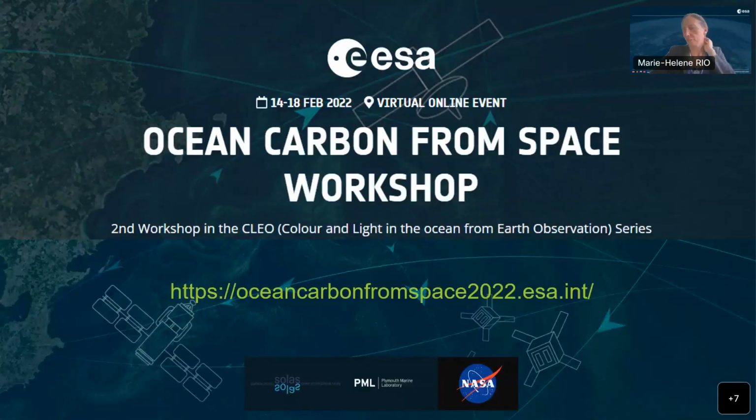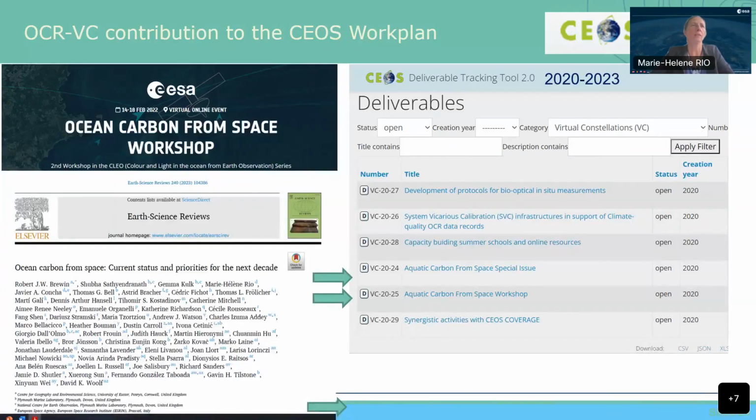So for all these projects on ocean carbon, we had a very interesting Ocean Carbon from Space workshop last year in February, where all these projects were presented, and many others. This was an international workshop, very successful, out of which a number of recommendations arrived on the current status and priorities for the next decade to further understand the ocean carbon cycle and how we monitor it from space. The workshop and the white paper issued out of it were actually deliverables for CEOS, the Committee on Earth Observation Satellites.